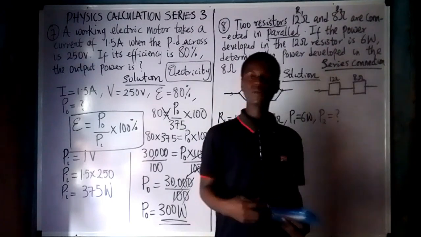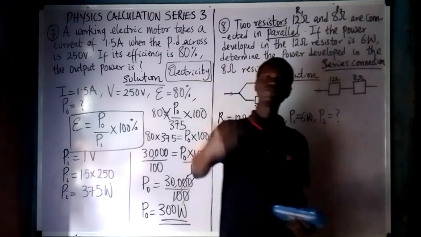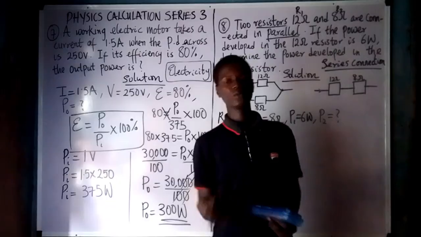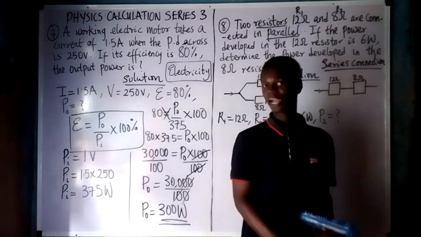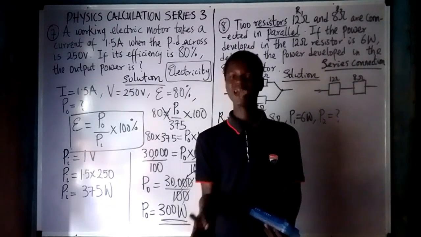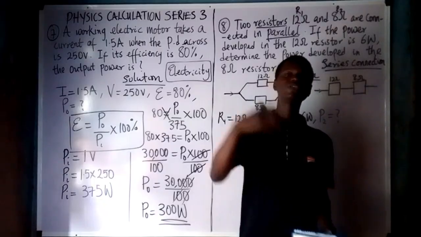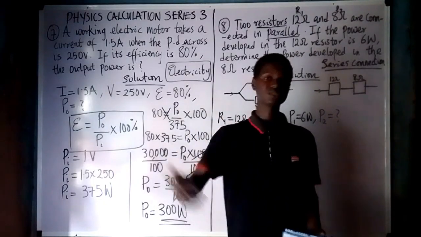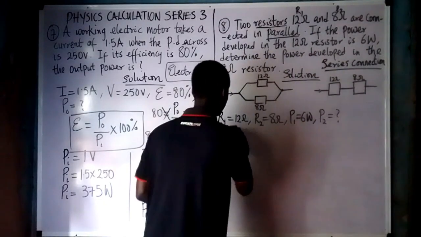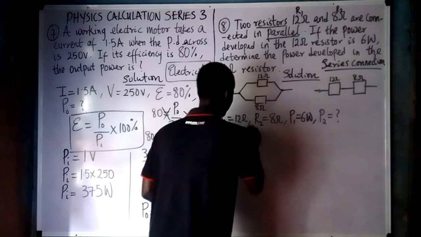Okay, we are comparing the power developed in two resistors when they are connected in parallel. There's a formula that applies to that, and another formula that applies when the two resistors are connected in series. So for parallel connection, the formula we make use of is this.